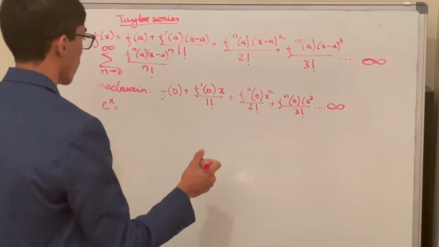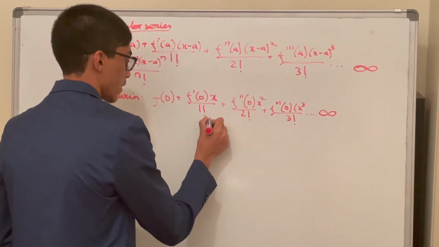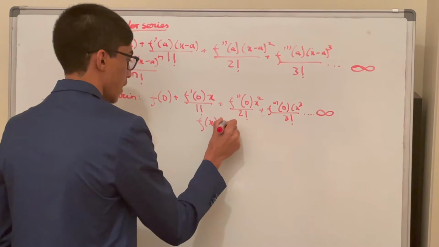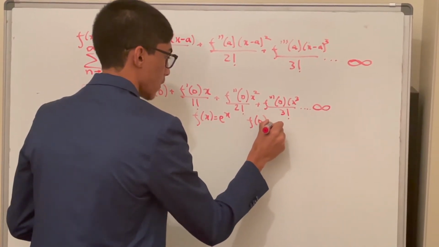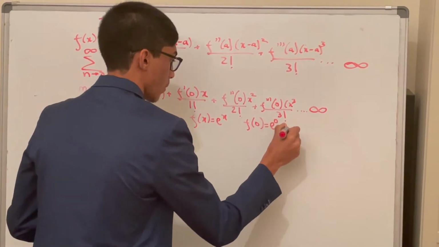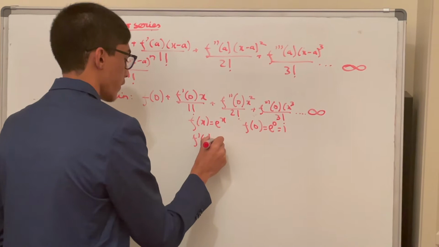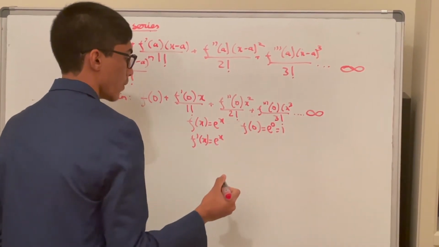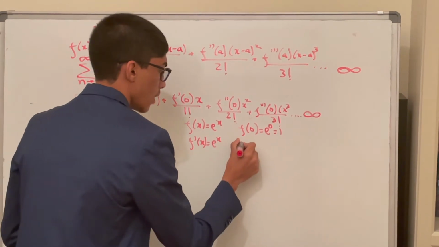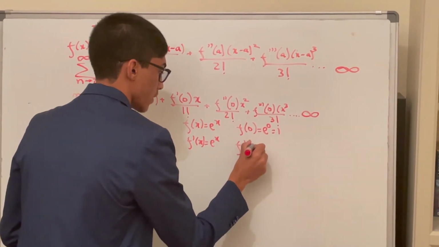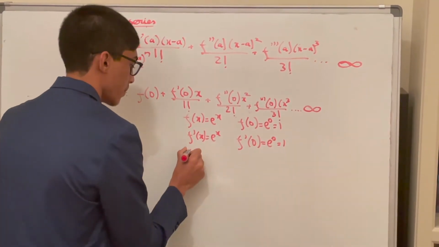Now on the side, we can write down f of x is equal to e to the power of x. Thus, f of 0 is equal to e to the power of 0, which is 1. F prime x, which is the derivative of f of x, would be the same thing, because the derivative of e to the power of x is e to the power of x. So f prime 0 is equal to e to the power of 0, which is 1. And this repeats.